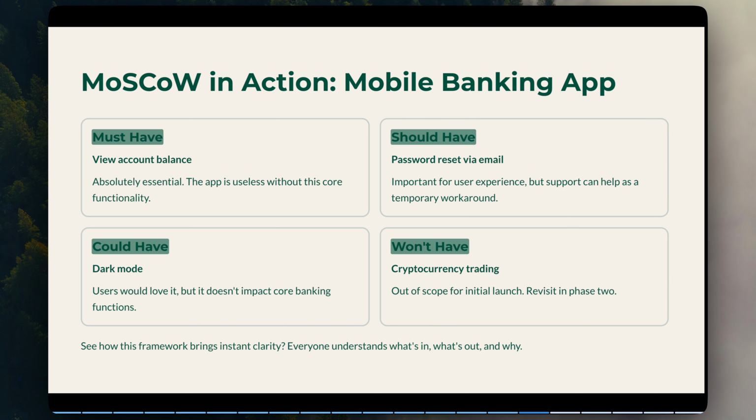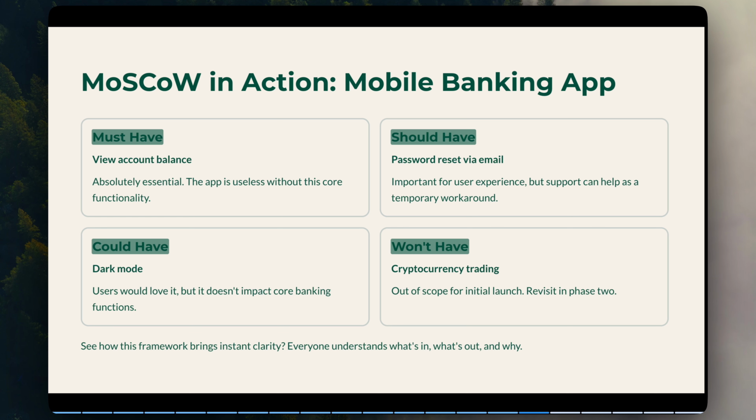Your should-haves are high value, but maybe there's a workaround, like resetting a password via email. Important for sure, but not a deal breaker for launch. Could-haves are those nice delighter features, like enabling a dark mode. And finally, won't-haves are things you all agree to exclude, at least for now, something like crypto trading. See how this simple framework brings so much clarity?